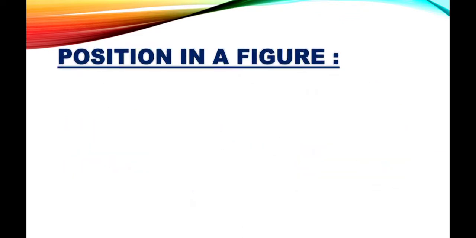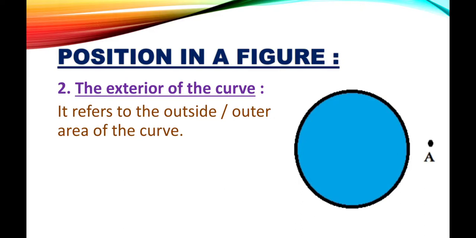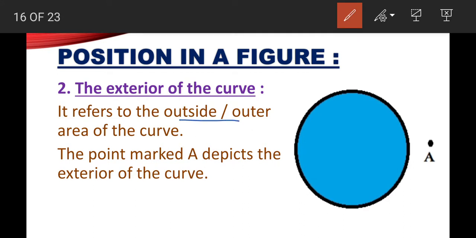Now come to the second one. Second one is the exterior of the curve. Exterior means outside. It refers to the outside or outer area of the curve. So this is the curve. The outer part of this is known as exterior. So the point marked as A depicts the exterior of the curve. This is the point that represents the outer part, the exterior of the curve. So this is the exterior of the curve.